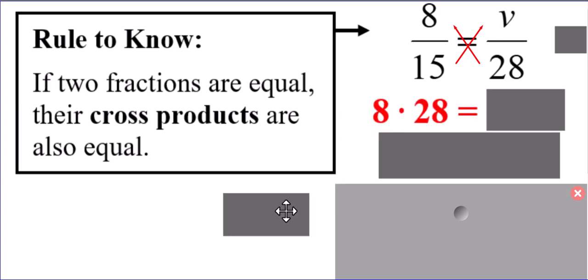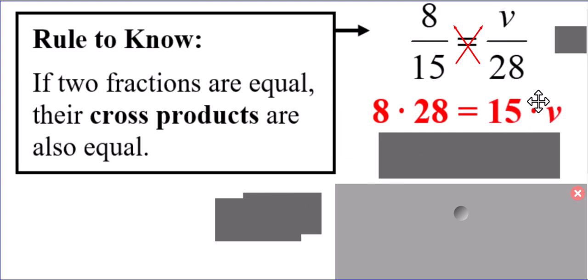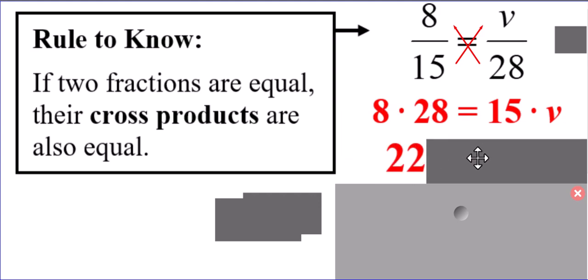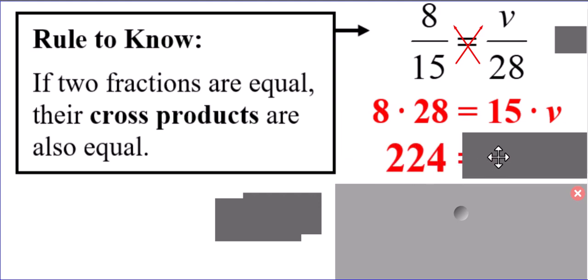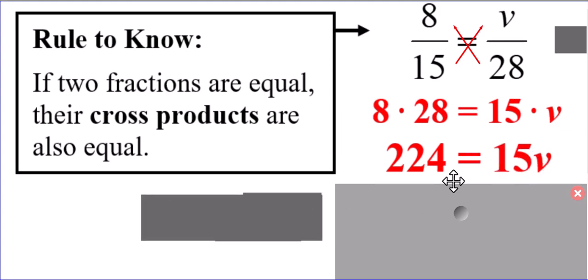So again, we're taking the 28 times 8. We'll do that over here. 15 times V. We'll do that over there. What is 8 times 28? Feel free to use a calculator. You will get 224. Write that down underneath. Bring down the equal sign. 15 times V is just 15V.